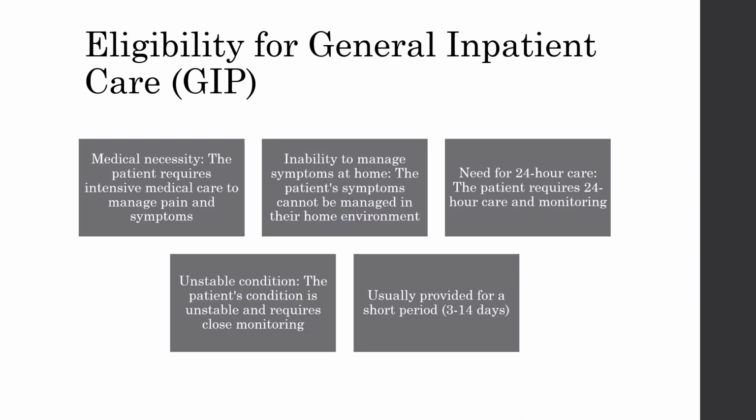General inpatient care, or GIP, is a level of hospice care that provides 24/7 support to patients who require intensive symptom management and care that cannot be provided in a home setting. GIP is typically provided in a hospital or skilled nursing facility. To be eligible for GIP care, the patient must indicate a medical necessity, an inability to manage symptoms at home, and the facility must have a 24-hour nurse on premises. General inpatient care is usually provided for a short period, between 24 hours to 14 days.